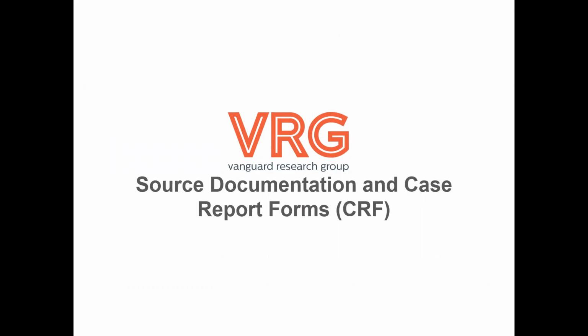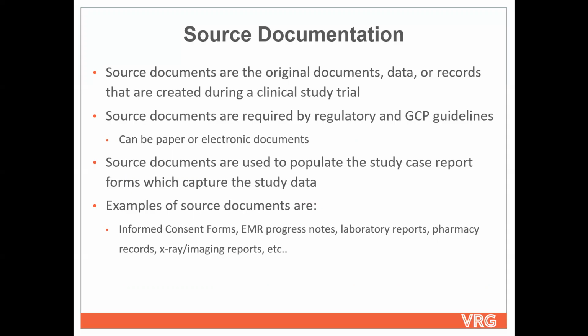Again, with documentation, we're going to go into what is source documentation and what are case report forms. Source documents are the original documents, data, or records that are created during a clinical study. Source documents are required by regulatory and GCP guidelines. These, again, can be paper or electronic documents. The information on the source documents is what is used to populate the study case report forms, which capture the study data, and that again can be electronic or paper. Examples of source documents are the informed consent, the EMR progress notes, the laboratory reports, pharmacy records, imaging reports. Anything where it first documents the information about the participant in the study is called a source document.